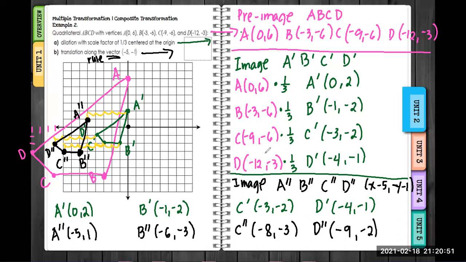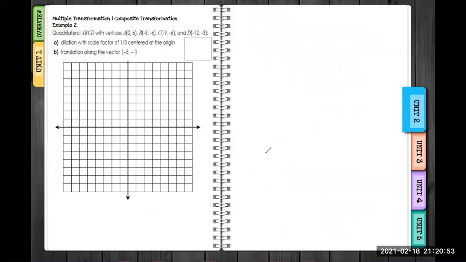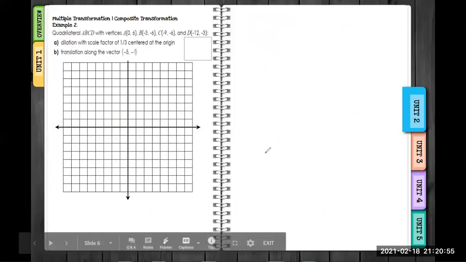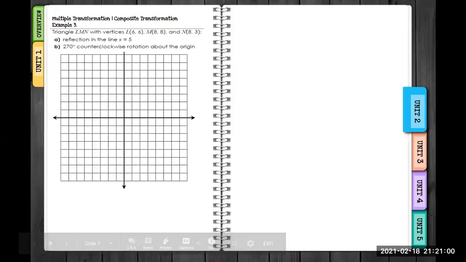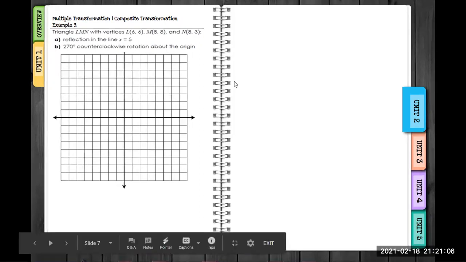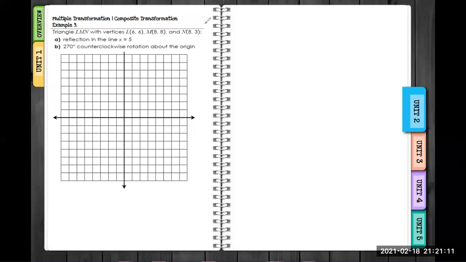Let's have another one. I'm erasing it. I'll move to the third one. Oh, there is a rotation. This is what I like. Let's see what we have here. I'll change color, let's have green. I'll do LMN. So this is my pre-image.